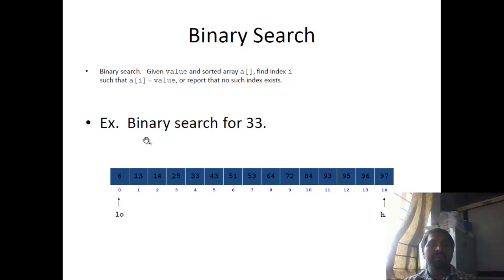For example, this is the given array. In this list of elements, the list is already sorted. If the list is sorted, then only can we apply the binary search.